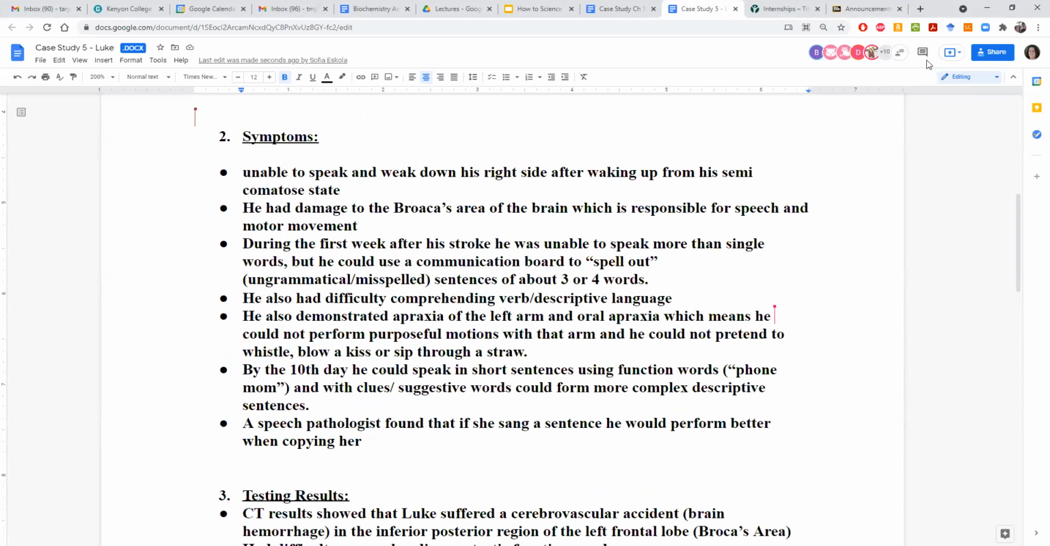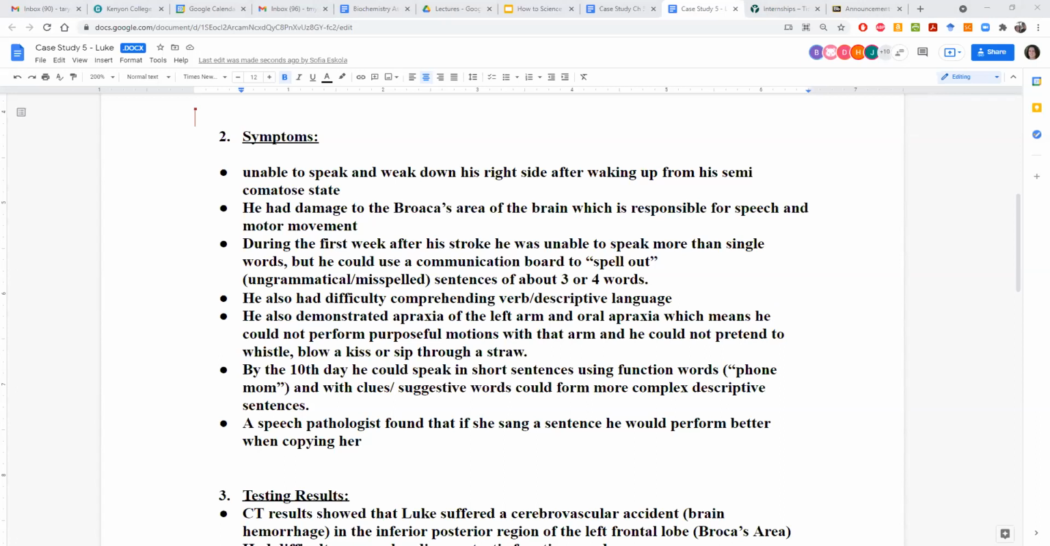So for symptoms, he was unable to speak and he had weakness down the right side after waking up from his semi-comatose state. He had damage to the Broca's area of the brain, which is responsible for speech and motor movement. During the first week after his stroke, he was unable to speak more than single words, but he used a communication board and was able to "spell out" ungrammatical and misspelled sentences, but they were 3 to 4 words.